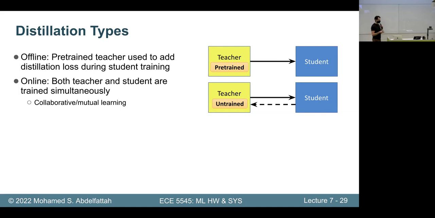And sometimes in that case, your teacher network is no longer a big network with the other one being a small network. They're just two similar networks being trained collaboratively. And again, people have found that that can improve the accuracy a bit. And so people generally refer to this as online or collaborative learning.